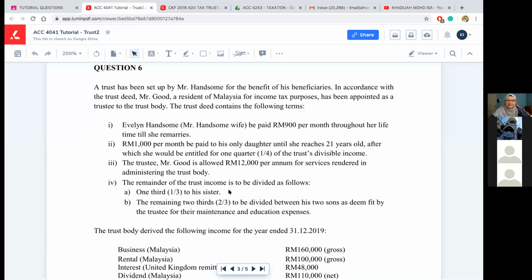Set up by Mr. Handsome. And then Evelyn annuity. Evelyn is the wife. And then you also have 1,000 per month, another annuity. This one is not accumulation. When you say that 1,000 per month be paid to his only daughter, that is an annuity, or we call it a periodical payment. But it's not accumulation. With accumulation, I can mention the amount is accumulated. Make a difference on that. So in this case, you have 2 annuities. One is for the wife and the other one is for the daughter.